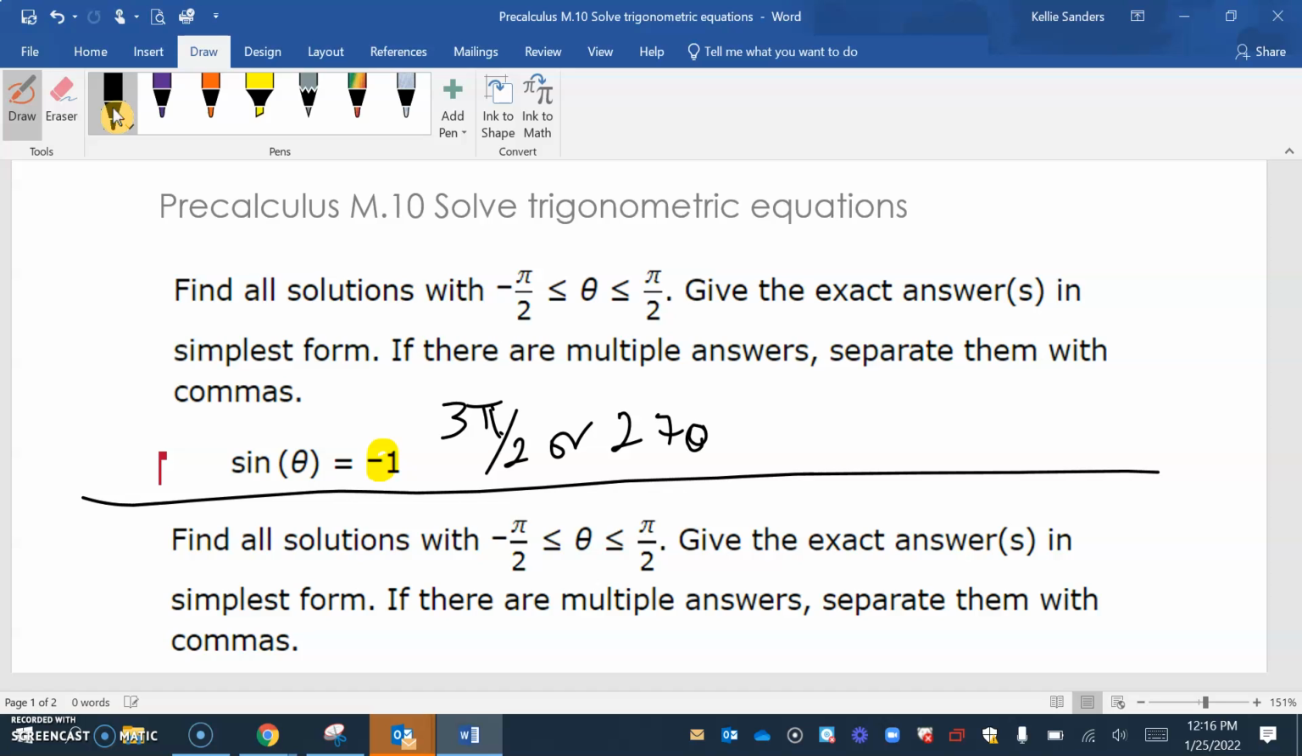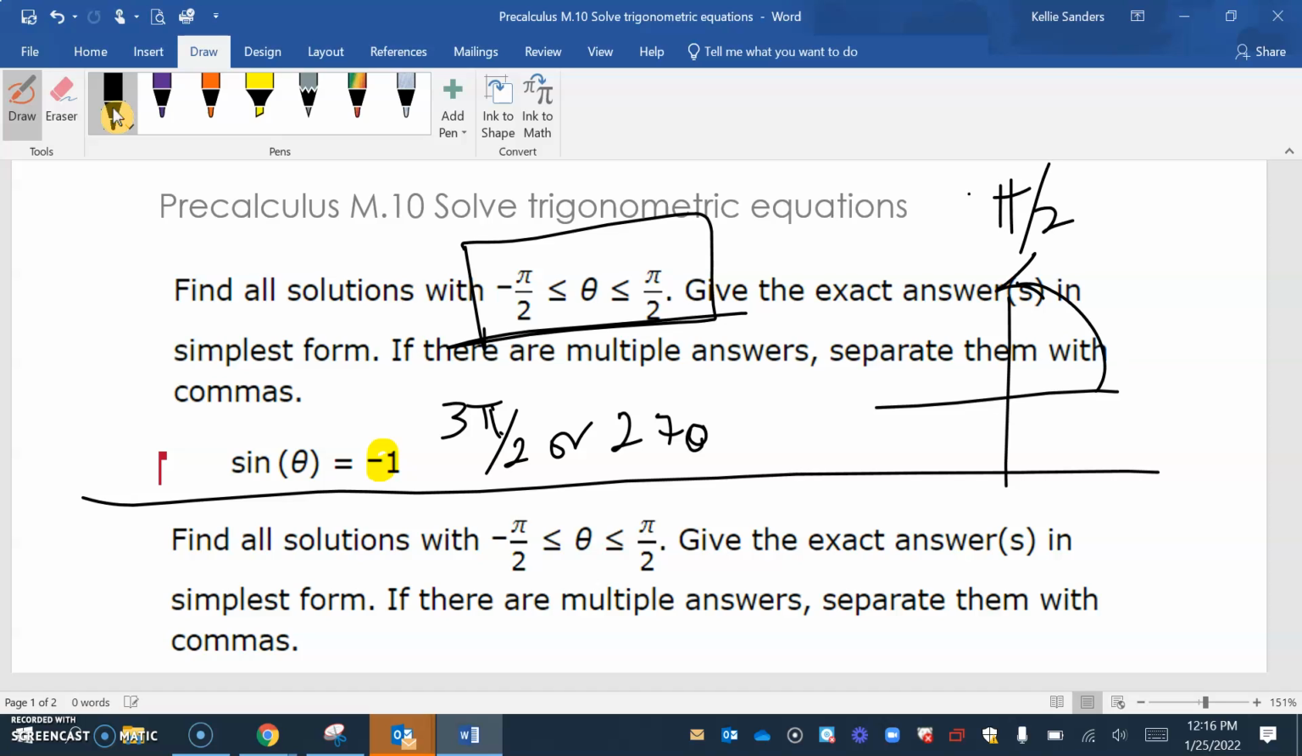But this is your domain. It has to be between negative pi over 2 to pi over 2. And what that is, that's your pi over 2, and that's your negative pi over 2. And negative pi over 2 is the same thing as the 3 pi over 2 or the 270. So negative pi over 2 is going to be your answer.